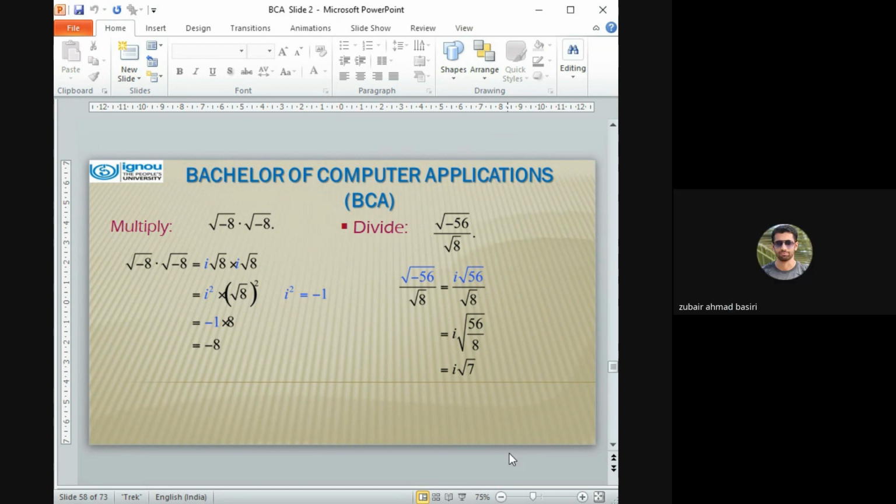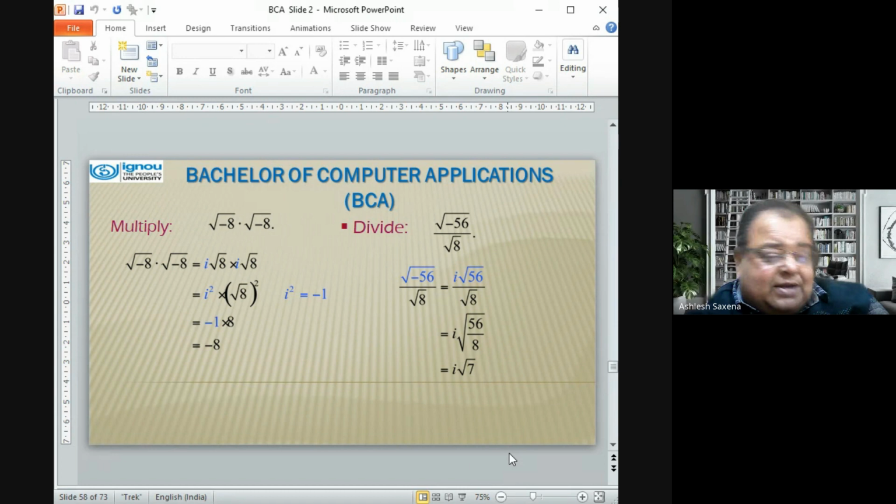Sir, sorry for the interruption. Also, we can do it like she is saying: 8 into 8 is 64, and from the minus sign we are taking i square. So when we take 64 out from the root, 8 will be left, and the minus sign will be multiplied to 8. So again it will come minus 8. Both can solve it, and that is absolutely correct.